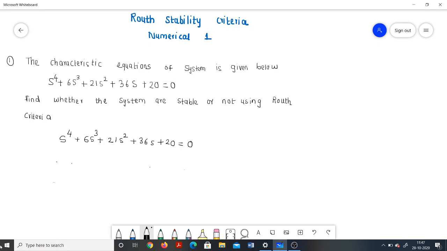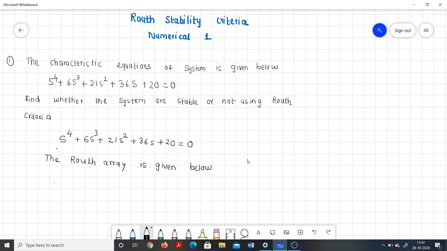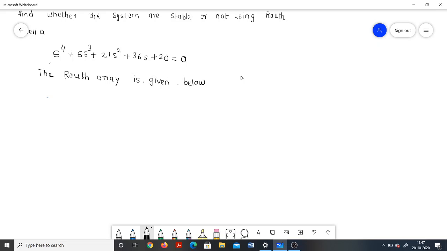As we can see in the characteristic equation, all terms are positive and no coefficient is missing. So we can proceed with the Routh array. The Routh array is given below. As we can see in the characteristic equation, the maximum degree is 4.